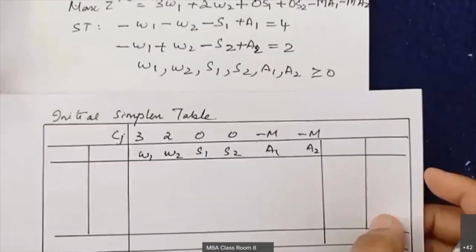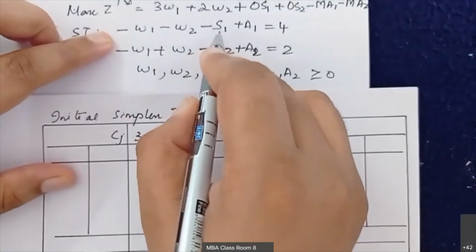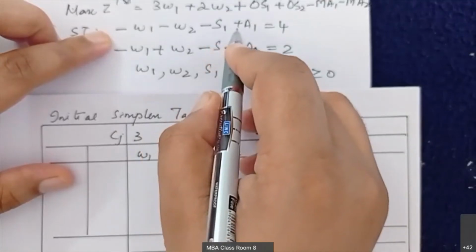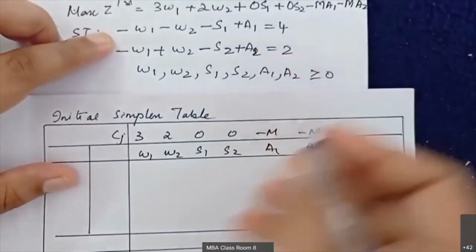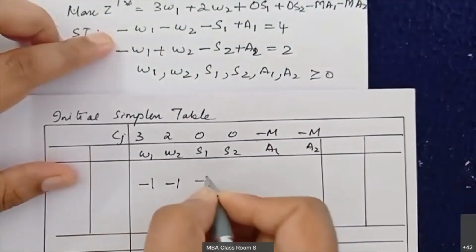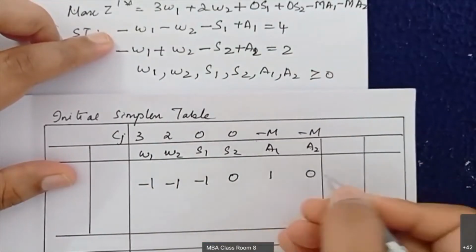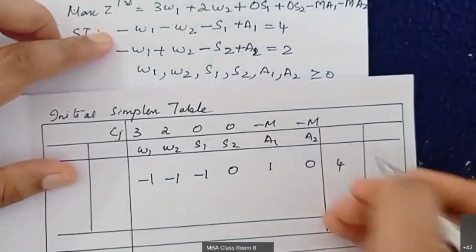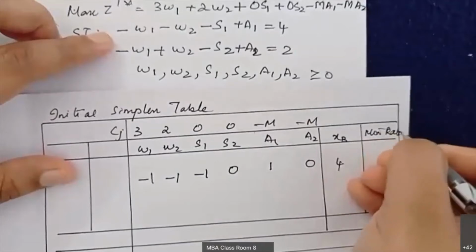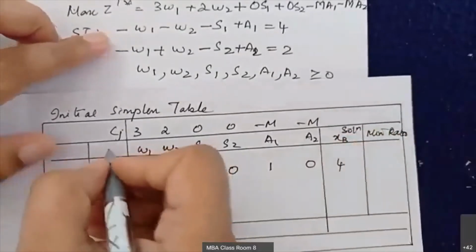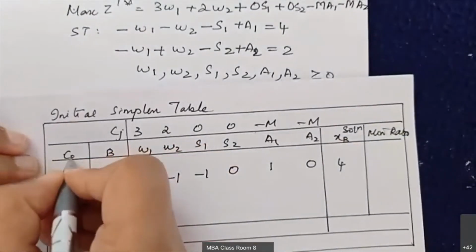Okay, then introduce the constraints. Here we have minus 1 for S1. Here we don't have S2, so it will be 0. A1 we have coefficient 1. A2 we don't have. So it is minus 1, minus 1, minus 1, S2 we don't have in the first constraint, A1 we have 1, A2 we don't have, and the solution for the first constraint is 4. Okay, this is XB, the solution, and this is our minimum ratio. Here we have the basic variable represented by B, and here we have the coefficient of the basic variable.